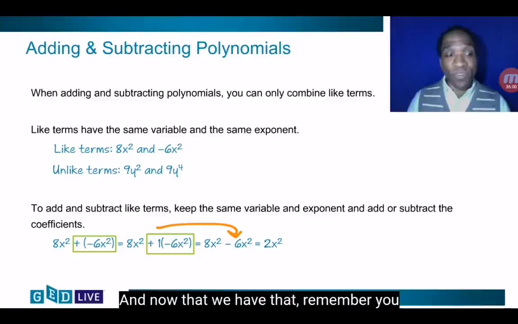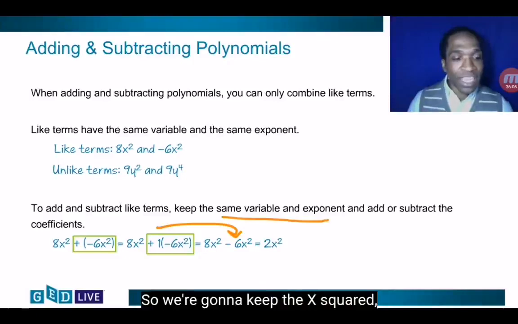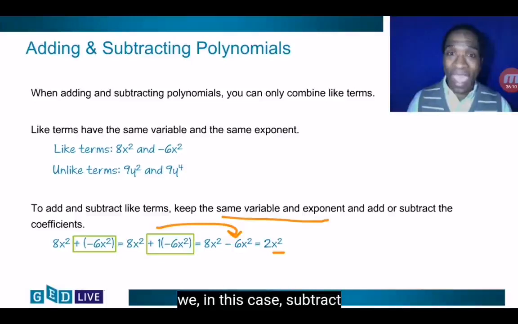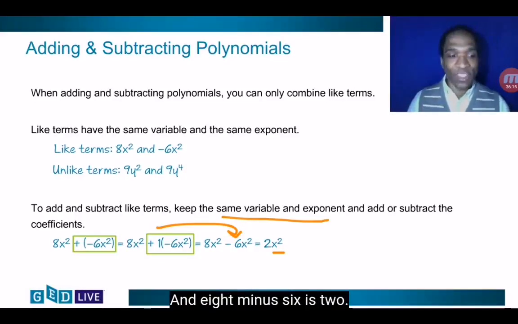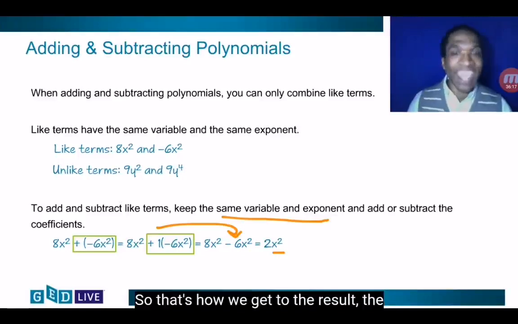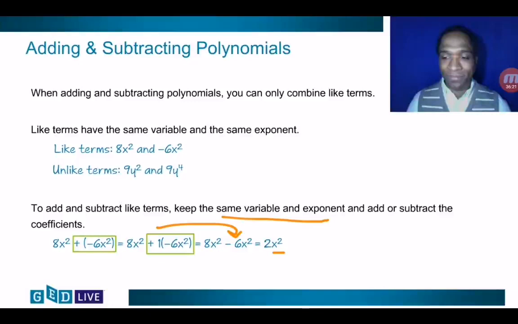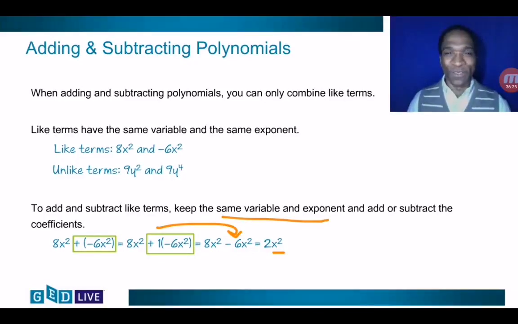And now that we have that, remember, you keep the same variable and exponent. So we're going to keep the x squared. We, in this case, subtract the coefficients. And 8 minus 6 is 2. So that's how we get to the result, the outcome of 2x squared. Now, if you need to pause the video and review that, please do so.